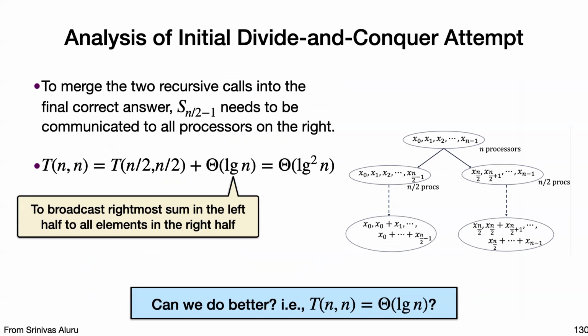So like I said, you have these 2 recursive calls. Assuming that you can solve these, the left half is finished. We need to push s sub n over 2 minus 1, which is just this last term, into every element onto the right. And this is the analysis. The input is size n, we have n processors, and in the recursive call, we cut each in half. This is time log n, because that is the time to broadcast this last element into each one of these. And so that is log squared.